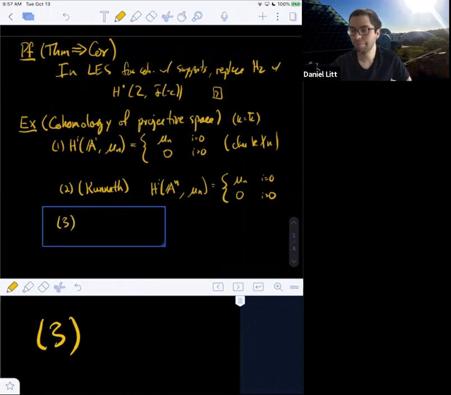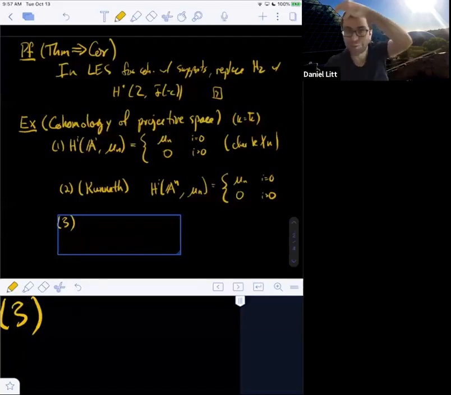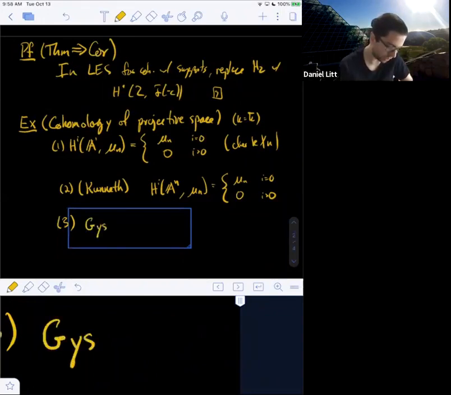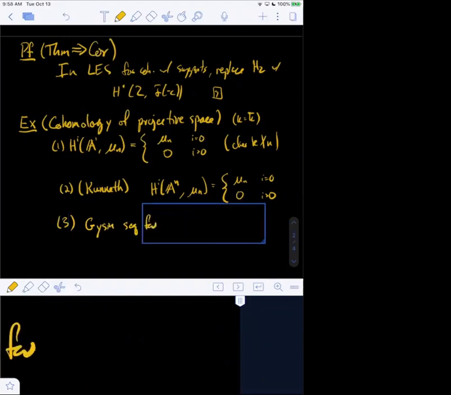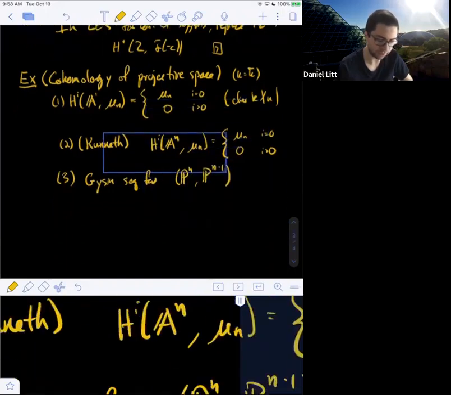We could use the Gysin sequence plus the previous computation for an open. Great. So what pair should I use the Gysin sequence for? A n and P n. Yeah. So maybe P n minus 1 and P n, because the pair is the closed thing. Yes. So we're going to use the Gysin sequence for just P n and P n minus 1. And what does that give us?